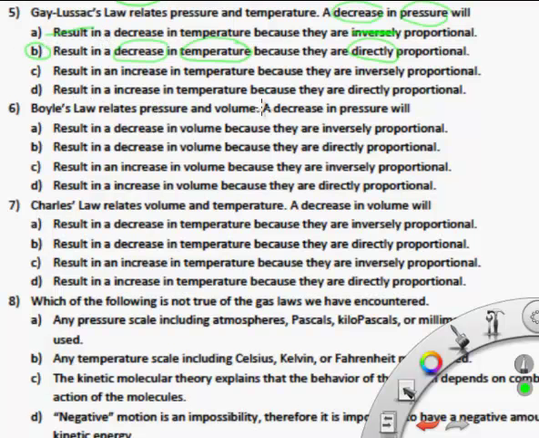Boyle's law relates pressure and volume. A decrease in pressure will result in an increase in volume because they're inversely proportional. Yes. Okay, they're inversely proportional. Since they're inversely proportional, a decrease in pressure will result in an increase in volume.